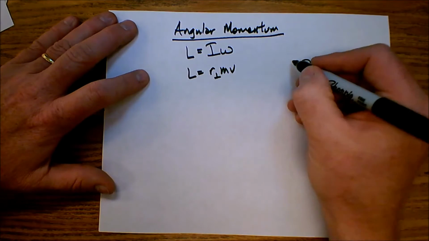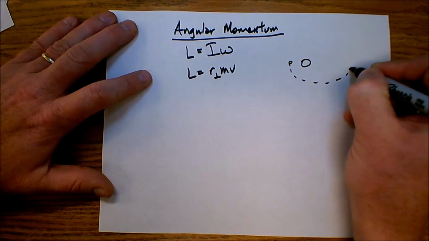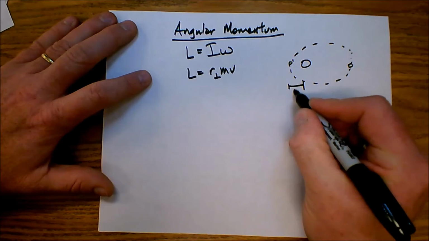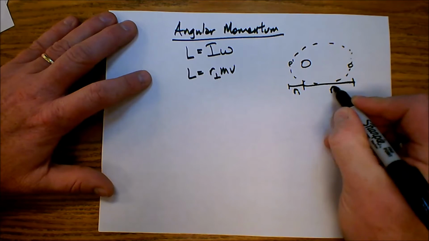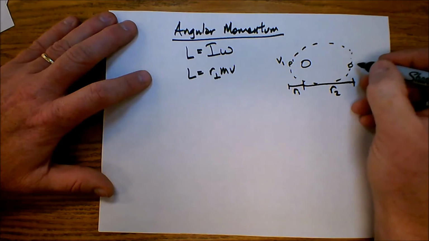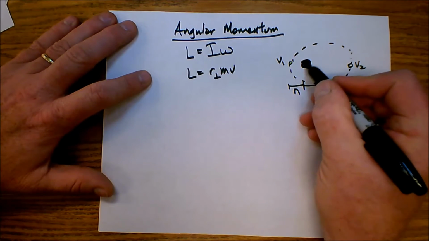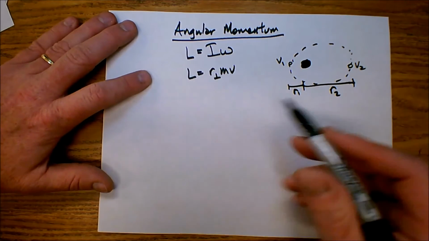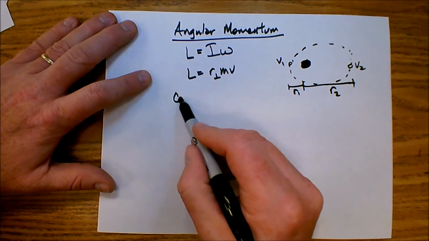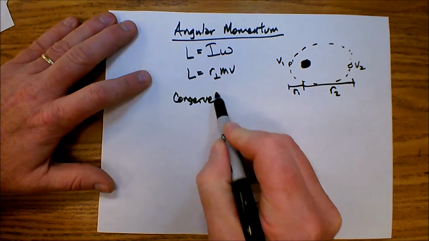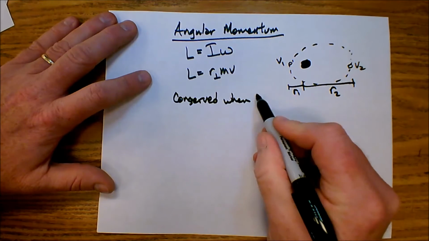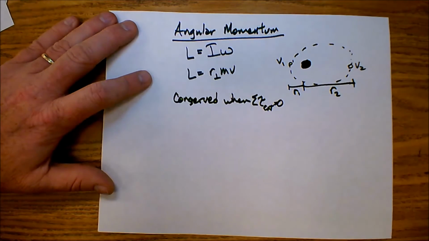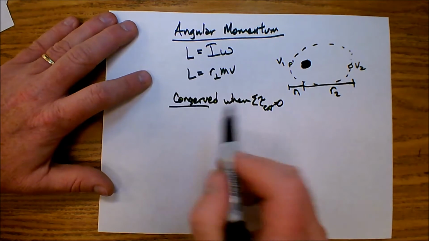So if I have a satellite in an elliptical orbit, okay, let's call this R1, and let's call this R2. We'll call this V1, how fast it's moving here, and V2, how fast it's moving here. So this is our central body here, and this is our small satellite in this elliptical orbit. Now, angular momentum is conserved when the external net torque is 0. When there's no outside net torque, then angular momentum is conserved.